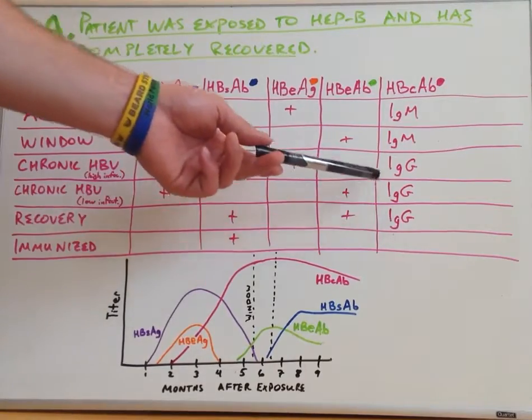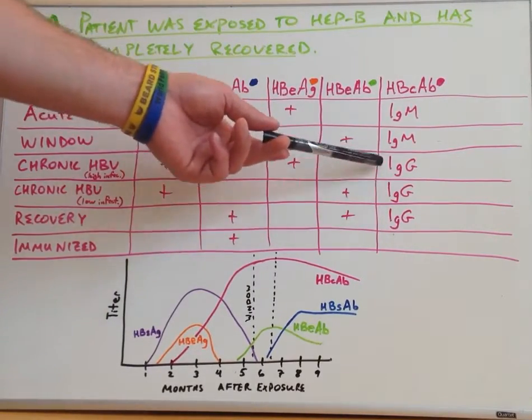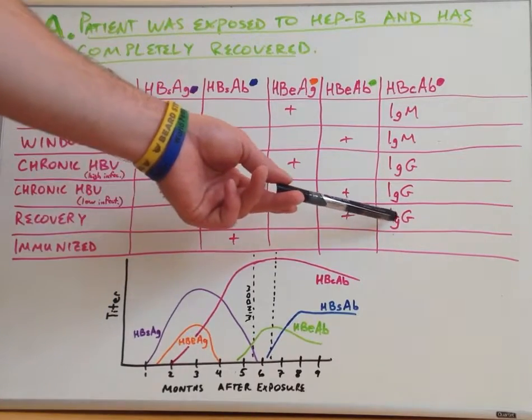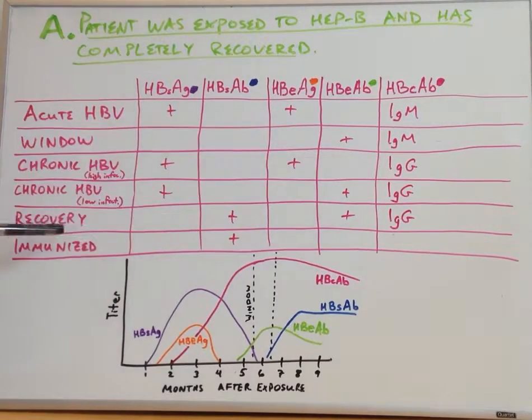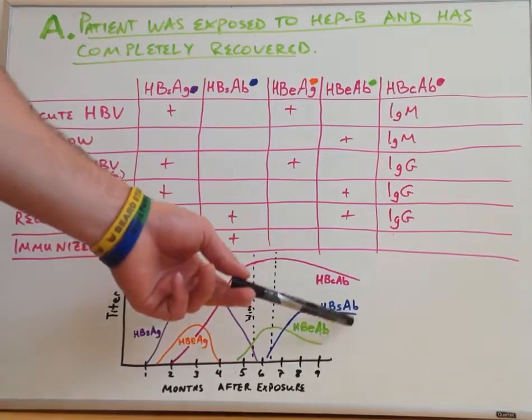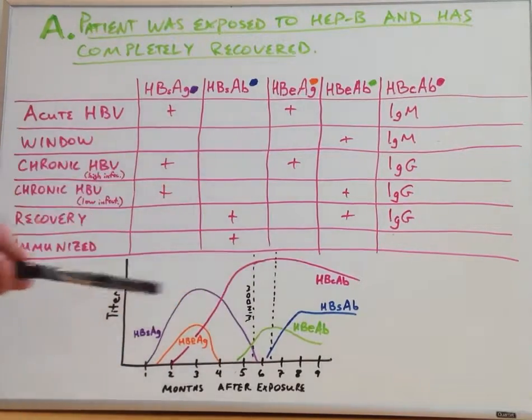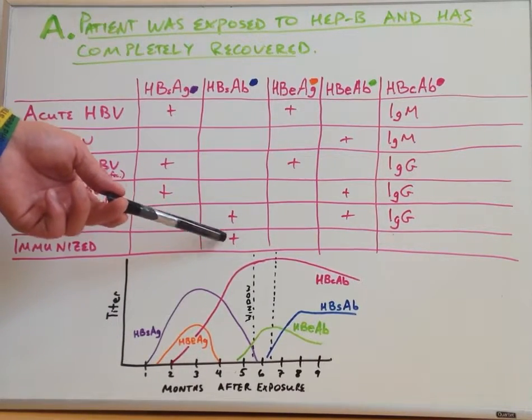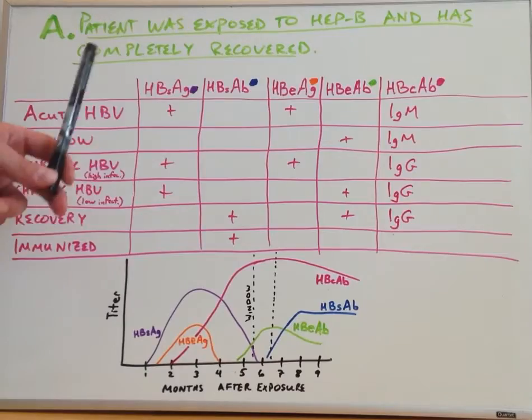Now the IgG represents already the chronic phase, or the later stages of the infection taking place, but it would also be present in the recovery phase. So here we would see all three antibodies present. And in an immunized patient, we would only see the HBs antibody present because they were never actually infected.